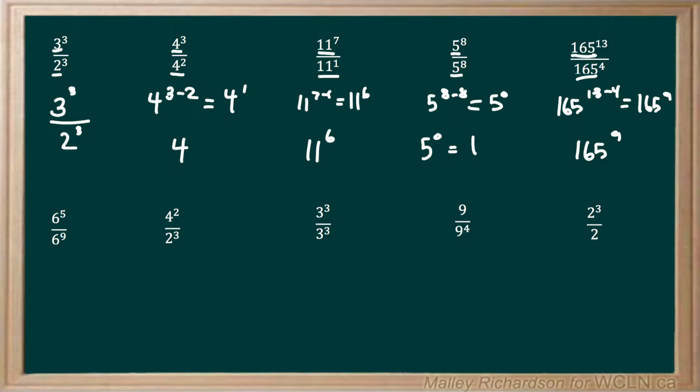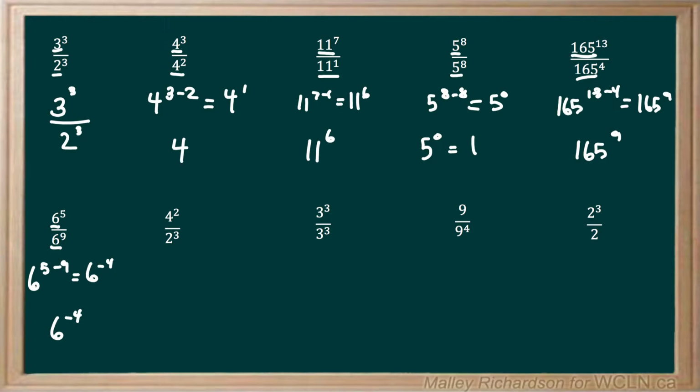Now moving to our bottom left, we have 6 to the power of 5 over 6 to the power of 9. They have the same base of 6, so now we can subtract our exponents. 6 to the power of 5 minus 9 leaves us with 6 to the power of negative 4. So our final answer is 6 to the negative 4.